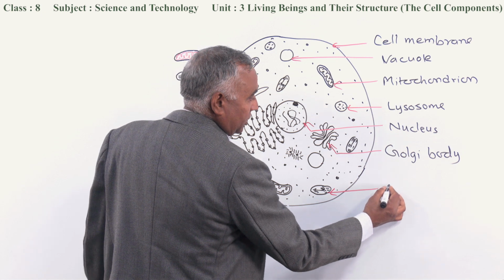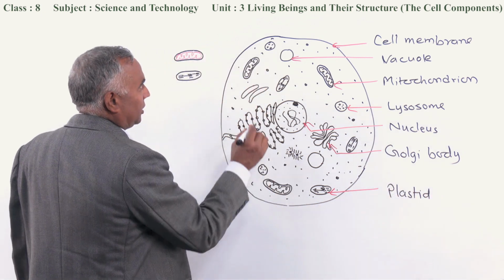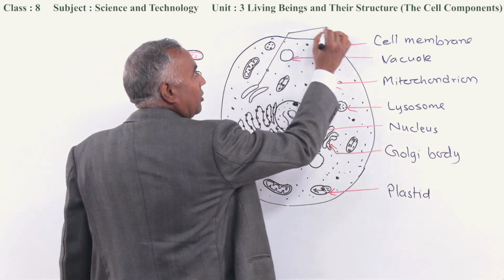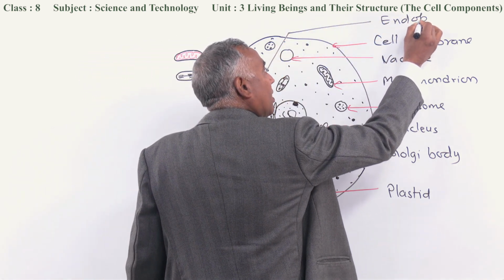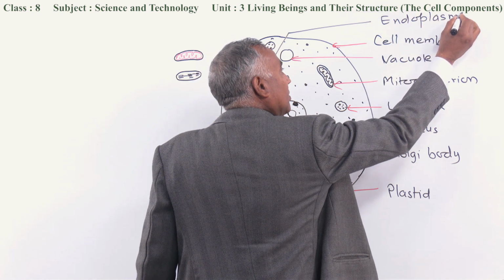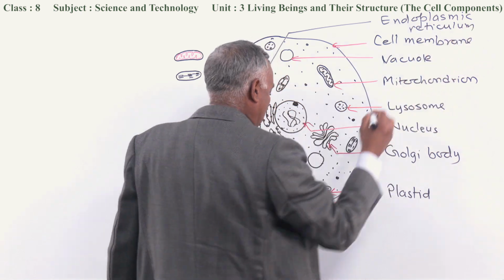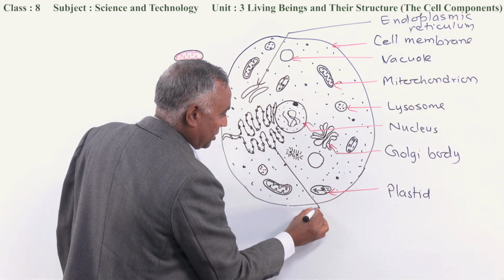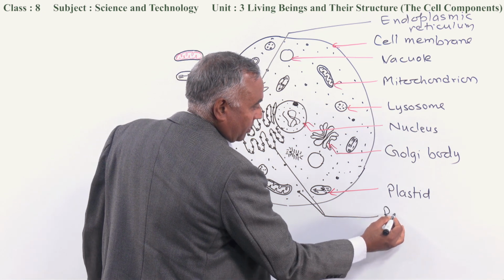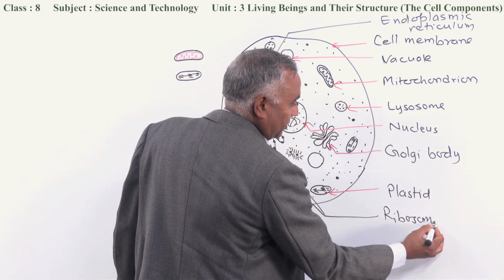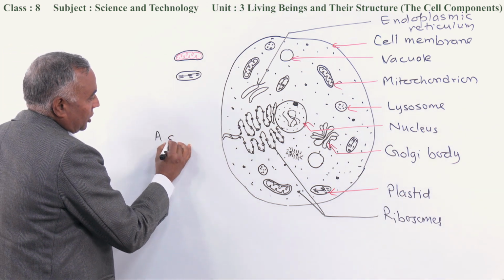Plastid is here. Some more structures are here. You can write endoplasmic reticulum, and then you can label it as ribosomes. Okay. In fact, I have sketched a generalized cell.